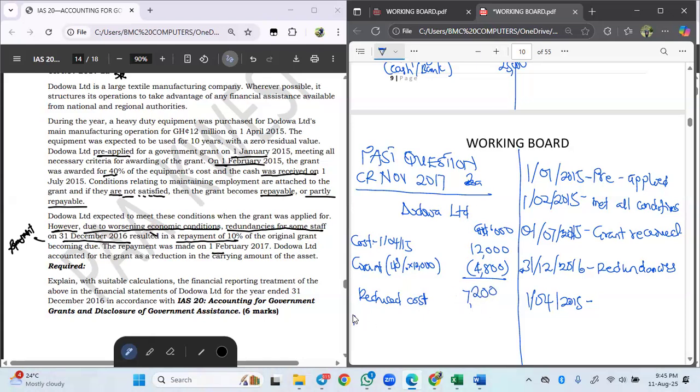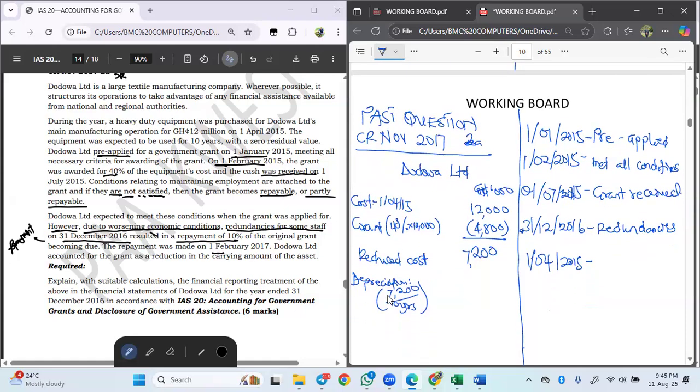All right. Now the depreciation. How are you going to calculate the depreciation? It will be 7,200 divided by the useful life of the asset, which is 10 years, right? Are you going to charge a full year depreciation? No. For the first year, how many months? 9 months. So 9/12.